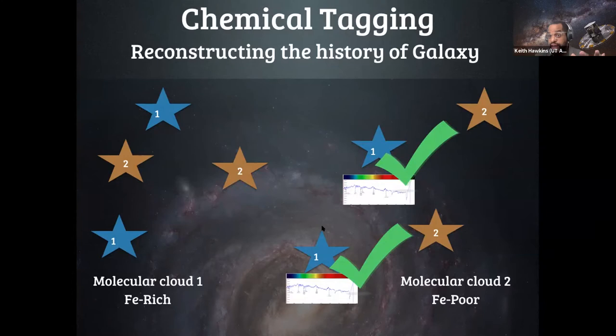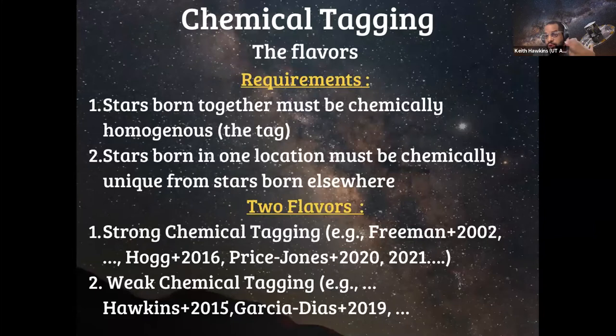But there's a question of, does it work? If you go to the literature, there's lots and lots of debate about whether chemical tagging will work. Just to give you an idea, one of the requirements of chemical tagging is that stars that are born together must be chemically homogeneous, because you're using the chemistry as the tag itself. In addition, stars born together in one location have to be uniquely different chemically from stars born at different locations. It's that uniqueness that's also important, because you need to be able to tell that something was born at, say, radius 9 kiloparsecs versus radius 8.5 kiloparsecs.